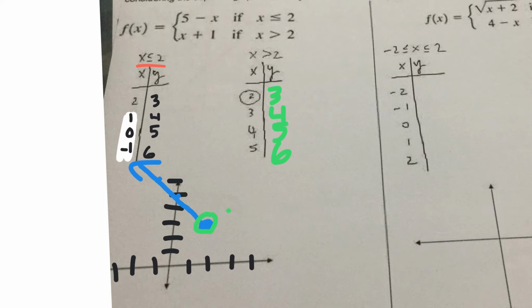Put a point. 4, 5. Put a point. 5, 6. Put a point. So the graph will look like this.